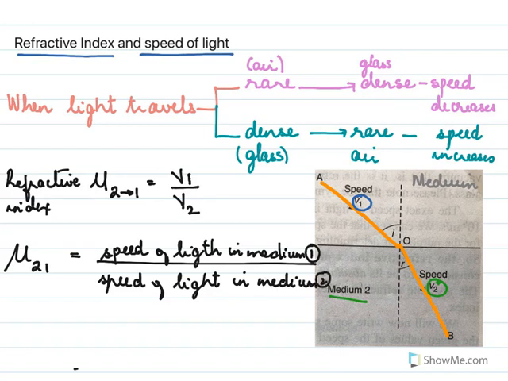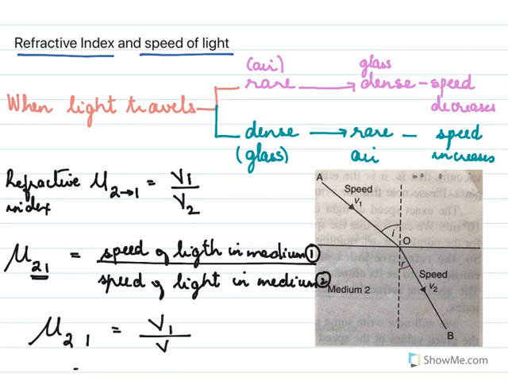That is the refractive index of 2 with respect to 1. So let's write it again. Refractive index of 2 with respect to 1 equals the speed of light in 1 over the speed of light in 2. Now what would happen if the direction of light was reversed?